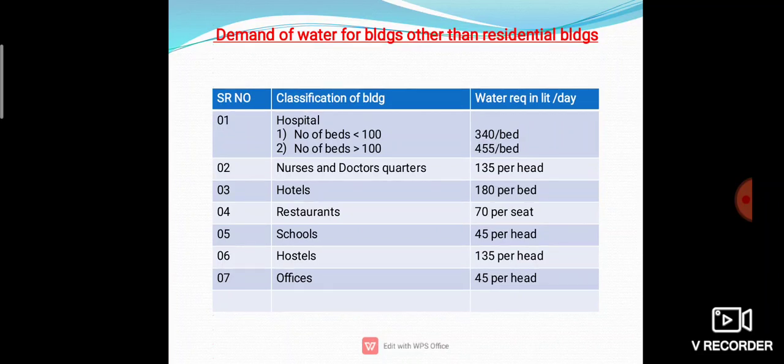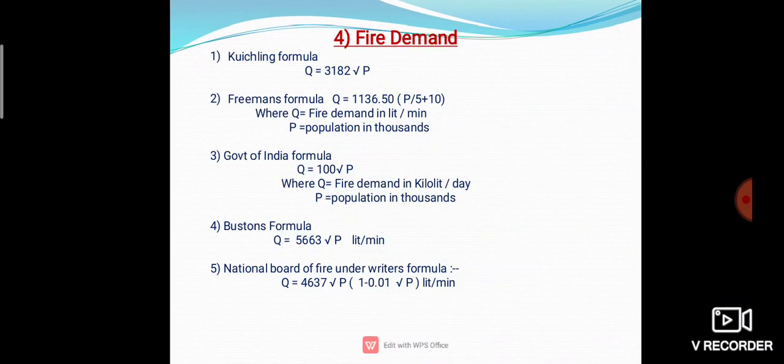Next is the demand of water for buildings other than residential buildings. Hospitals require 340 liter per bed, restaurants 70 per seat, schools 45 per head, hotels 135 per head, and offices 45 per head. These tables show the actual demand of water for the different purposes, industrial, commercial, etc.